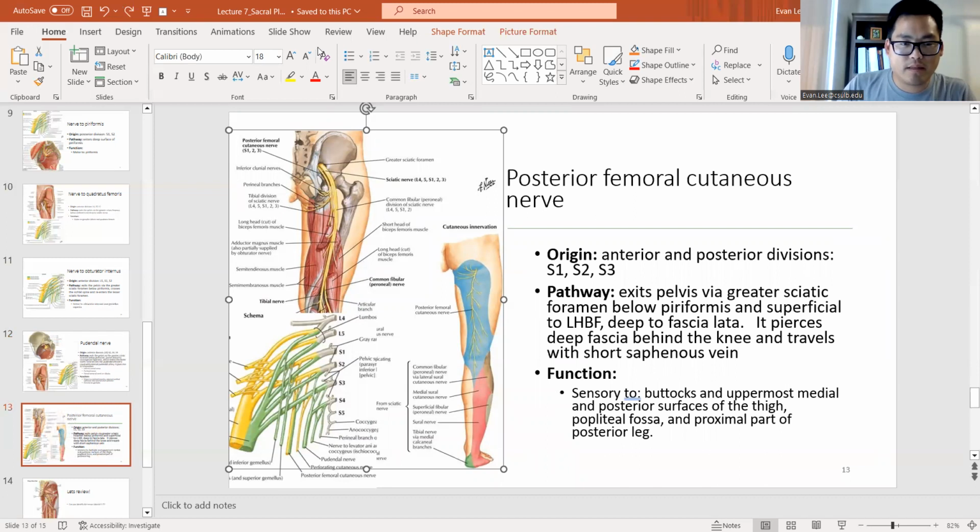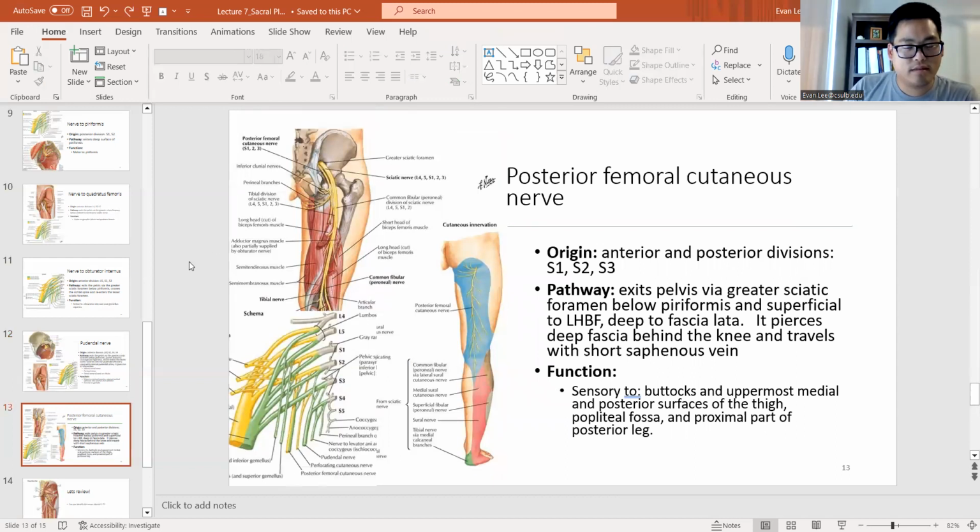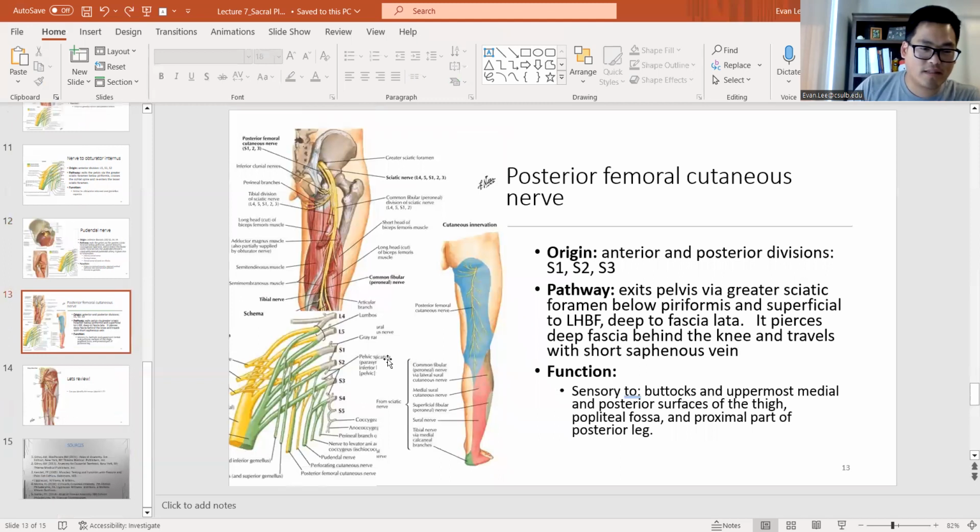So it's going to be going to the back of the femur and thigh and along the posterior inferior gluteal region as well. So you can see that region right over here, right along the bottom of the gluteal region, right along the back of the thigh as well. As its name suggests, posterior femoral cutaneous nerve. Something interesting though is that it's actually coming out from both anterior and posterior divisions, which will be coming from S1, S2, and S3.